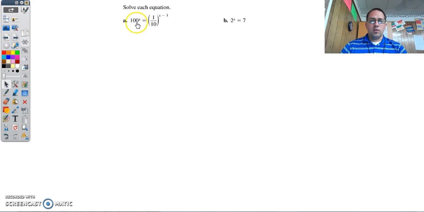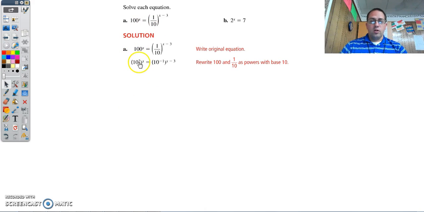Now, notice we have exponents on both sides of the equation, but our bases are different. So what we're going to have to do is write both bases as a power of the same thing. Well, 100 is 10 squared, and 1 over 10 could also be written as a power of 10. So we're going to use base 10. So we're going to have 100 is 10 squared to the x, and 1/10 is 10 to the negative 1, because remember, a negative exponent gives you the reciprocal.